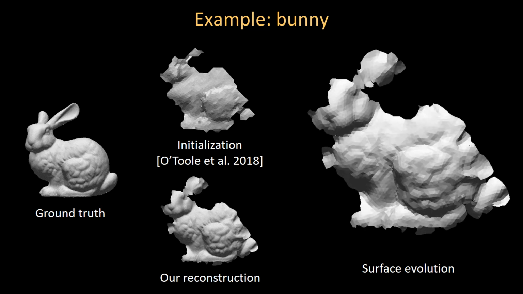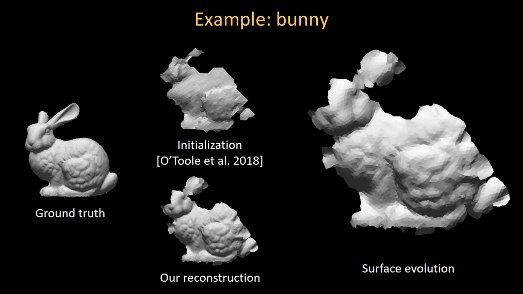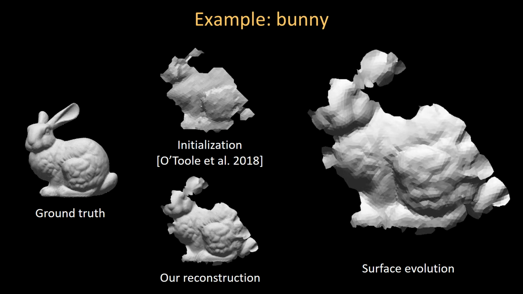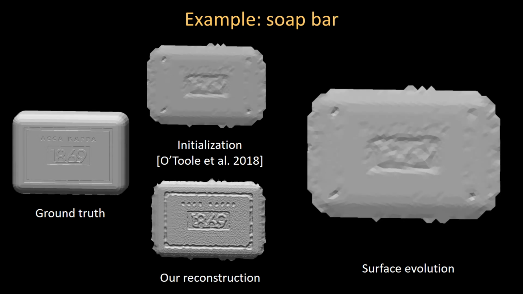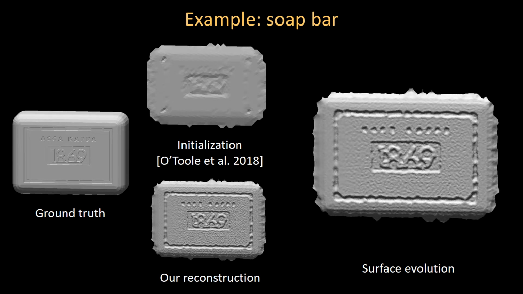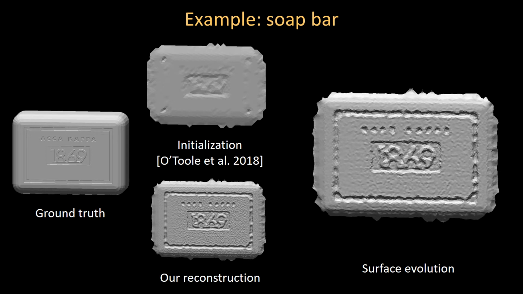Here, we show some of our results. We show ground truth, the initial mesh, and our reconstruction results. During the optimization, we not only update the vertex locations, but also increase the mesh resolution. Please refer to the paper for more details. Here we show another result. We can see that the text on the soap becomes legible after optimization.